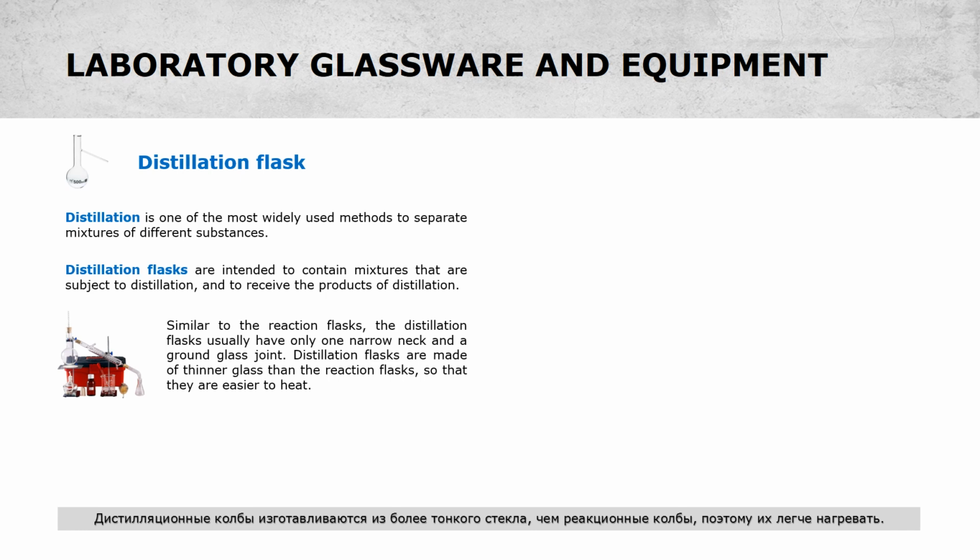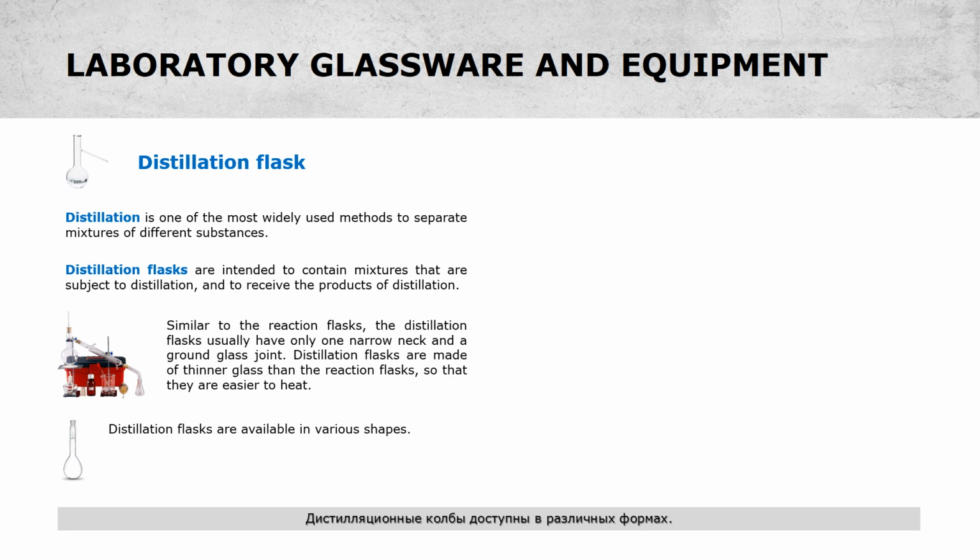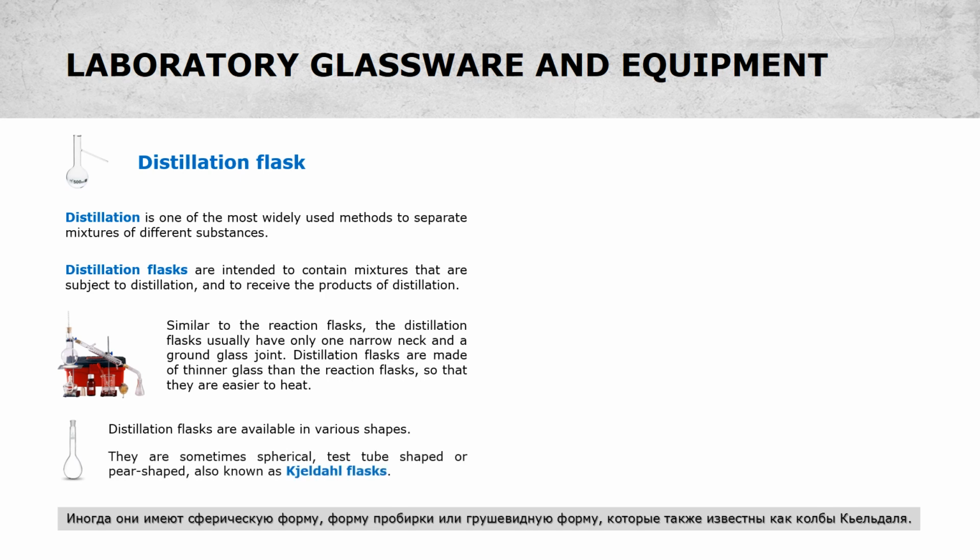Distillation flasks are made of thinner glass than the reaction flasks, so that they are easier to heat. Distillation flasks are available in various shapes. They are sometimes spherical, test tube-shaped or pear-shaped, also known as Kjeldahl flasks.